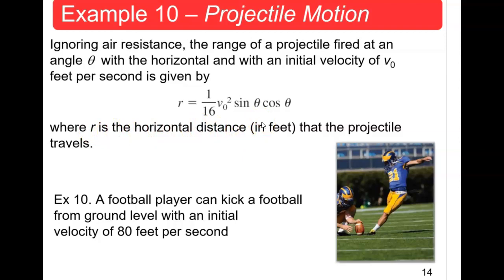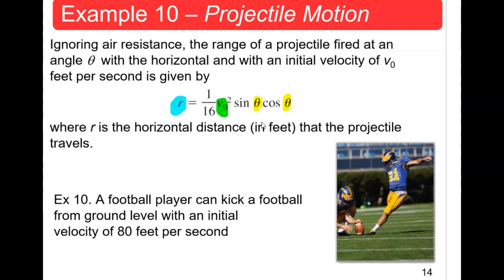So the inputs here will be, of course, theta, well, more specifically sine of theta and cosine of theta, but yes, theta. And also the initial velocity is going to have to be given to us. And the output will be the horizontal distance. Of course, if we were given the horizontal distance, perhaps we could find the angle.